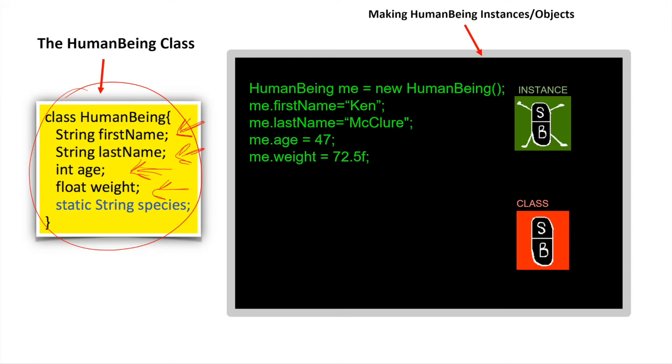Now, interestingly, how do I access the species of that human being? Well, as we've already said, species will be common for all of the instances of the human being class. So if I access it like this, as you might expect, human being dot species equals human, should I do that or should I do this? Because me, if you remember, refers directly to the single instance I've made above, and human being refers to the actual class. So which do you think would be the correct way of accessing species?